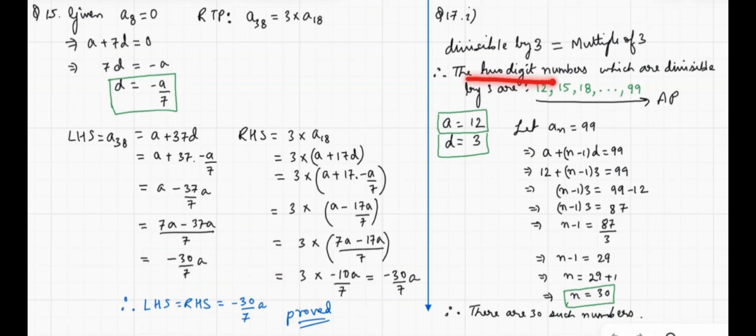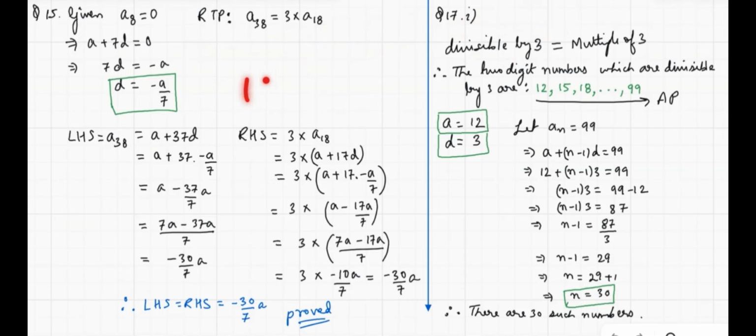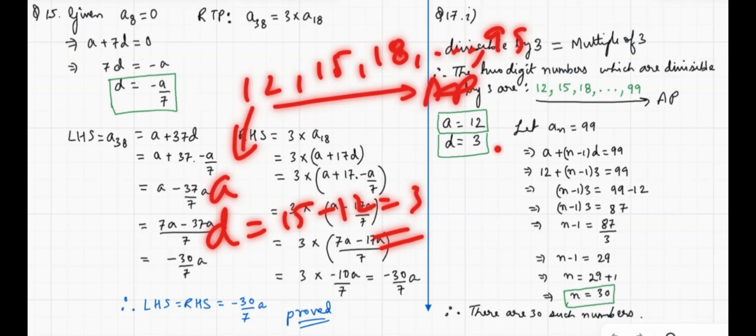It says, how many two-digit numbers are there which are divisible by 3? Divisible by 3 means it should be a multiple of 3. If we take the multiples of 3, the smallest two-digit multiple of 3 is 12, after 9. So here 12, then we have 15, then 18, then 21, like this. The highest two-digit number will be 99, which is also divisible by 3. Now this 12, 15, 18, and so on up to 99 forms an AP where 12 is the first term and the common difference is 15 minus 12, that is 3. Hence A equal to 12 and D equal to 3.